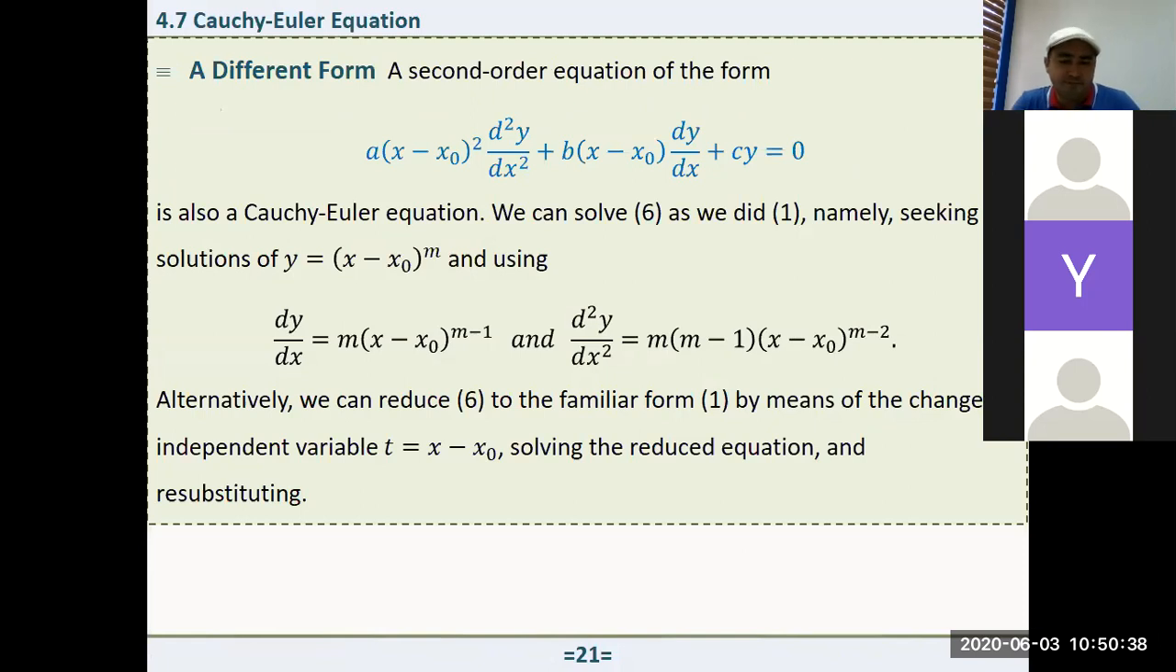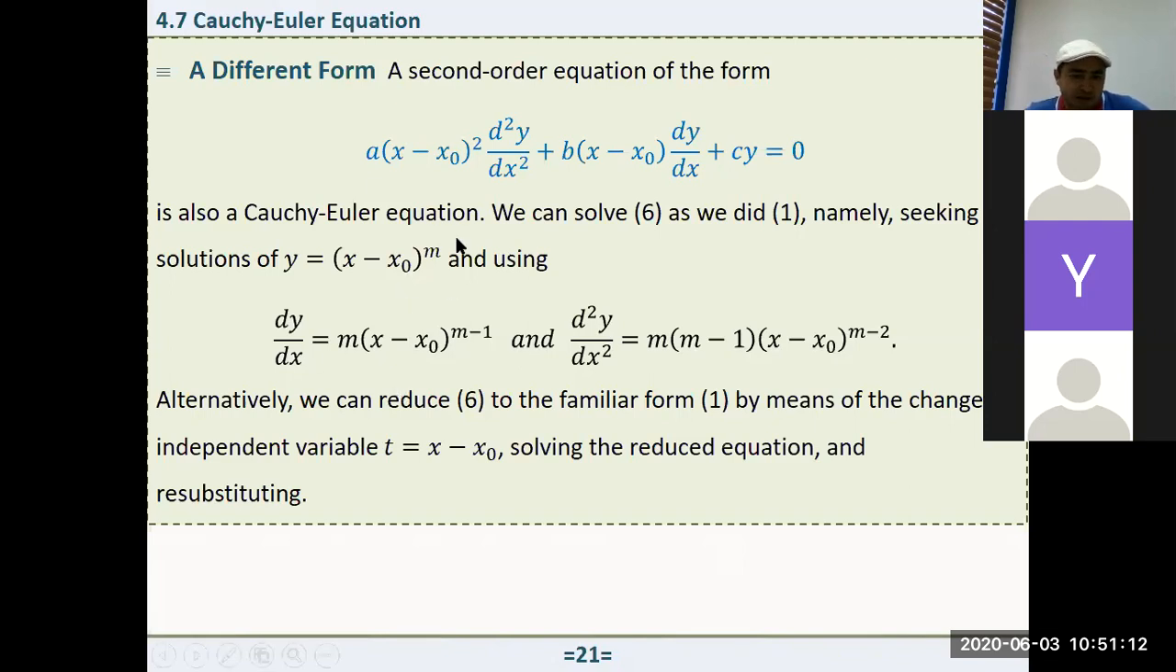A different form. A second order equation of the form a times (x minus x sub 0) squared y double prime plus b times (x minus x sub 0) dy/dx plus c times y equals 0. There's also a Cauchy Euler equation, right? Here we can make this kind of substitution. Instead of x to the power m, we assume that y is equal to (x minus x sub 0) to the power m. After all, we want to eliminate this x stuff, right?